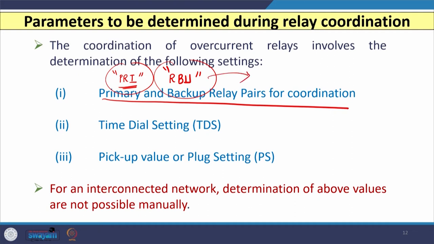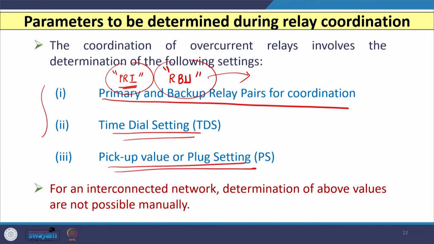There can be more than one backup relay, because it may be possible that for a particular primary relay, there has to be more than one backup relay. The second thing we need to determine is the time dial setting of the relay. And the third thing we need to determine is the pickup value or plug setting of the relay.